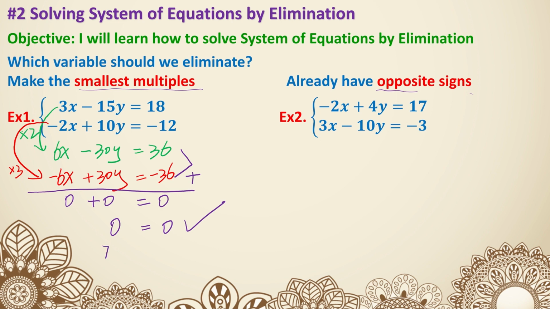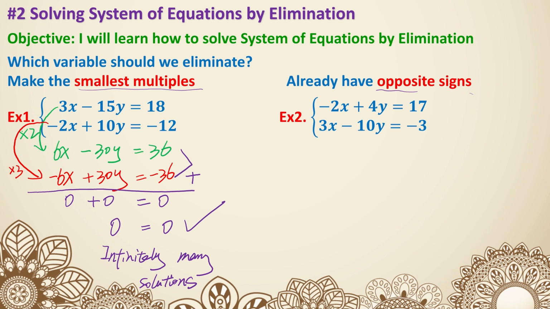So in that case, the final answer is infinitely many solutions. You do actually have to write this whole thing. If you just write an infinity sign, that actually means x is infinity, which in this case is no. X is just any number. That's why we say infinitely many solutions. There you go. That's example 1.